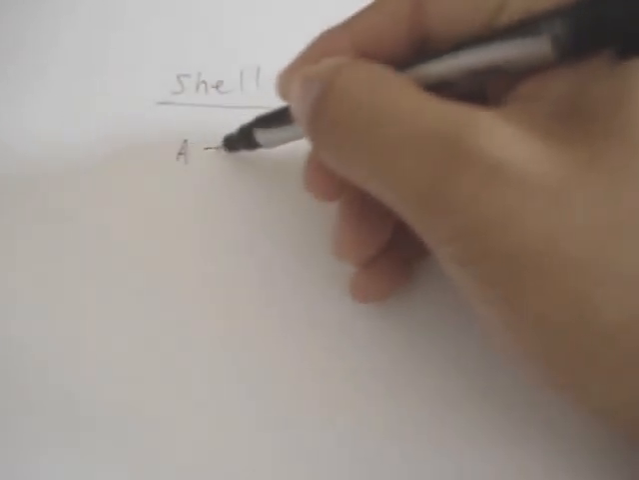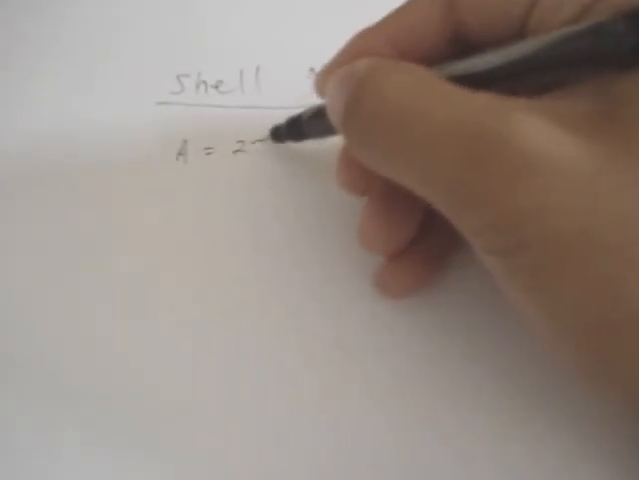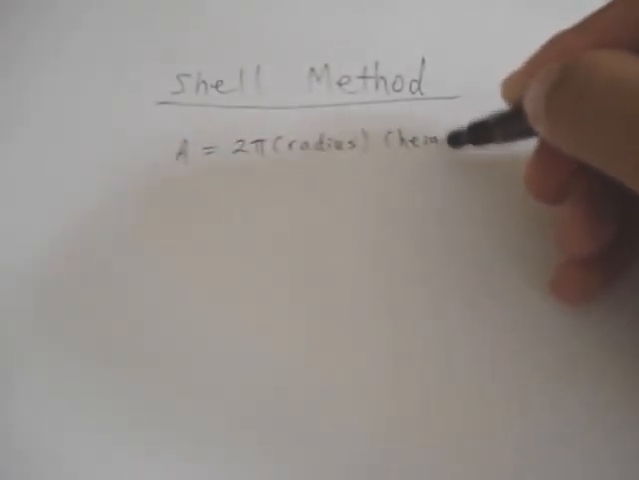Now, there's one equation you need to memorize for shell method, and it's really easy. It's just that area is equal to 2 pi times radius times the height. That's it. Now let me give you an example.